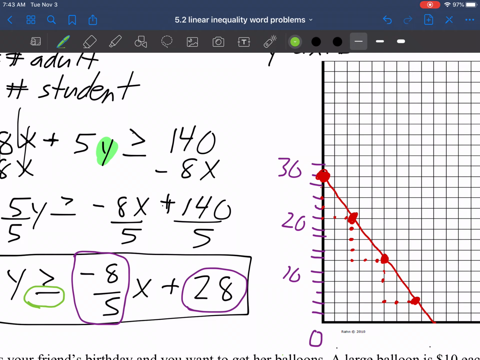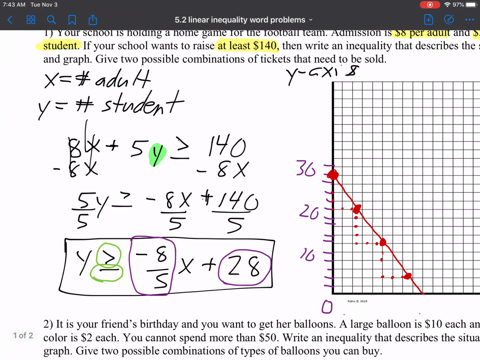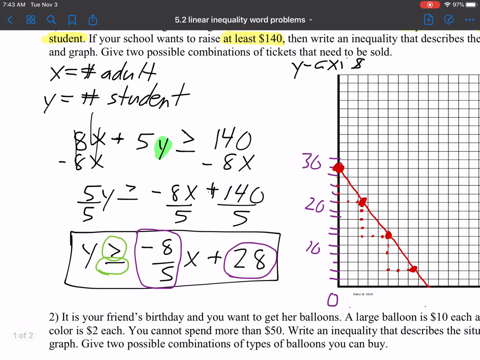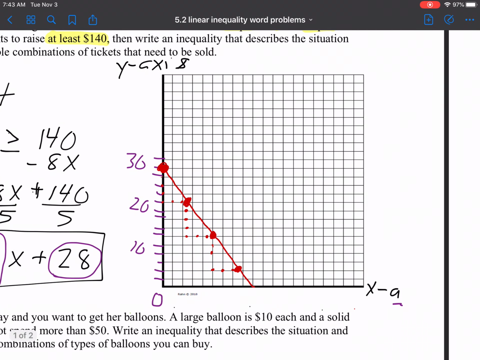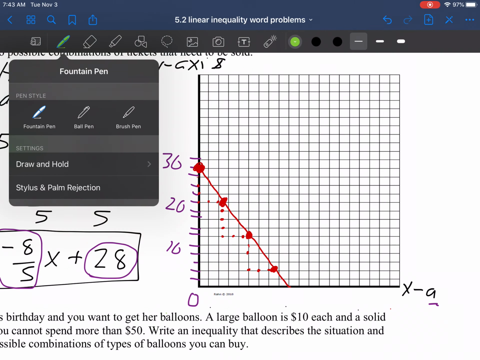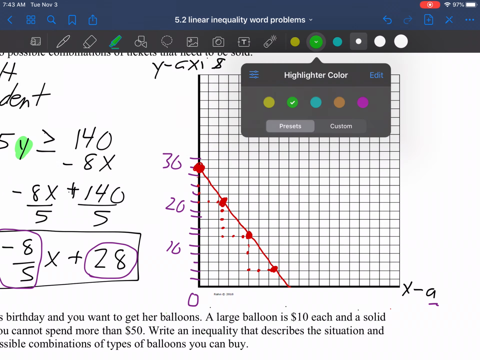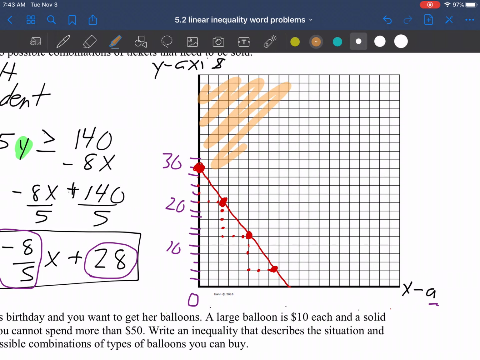There is something else we have not done yet, and that is to look at our shading. For my shading, I have to look at this inequality itself right here. I have to read that out loud. If it says y is greater than the inequality, I should shade above. If it says y is less than, I should shade below. So in this case, as I look at my inequality, it says y is greater than. So I should actually be shading above, which means I can grab some sort of shading tool and just use a highlighter, I suppose. And I should be shading everything on this side of the line.